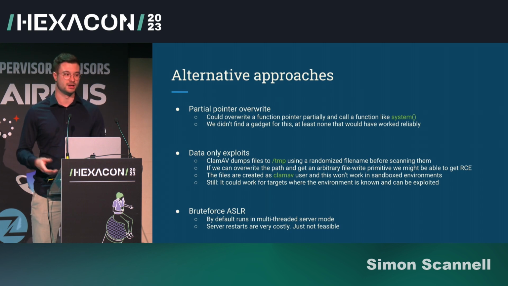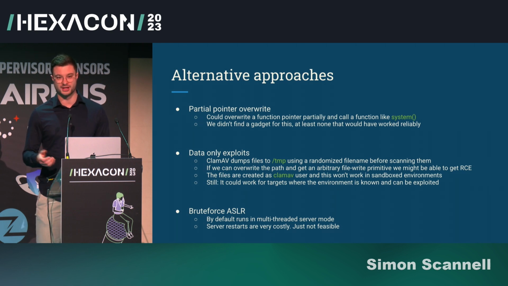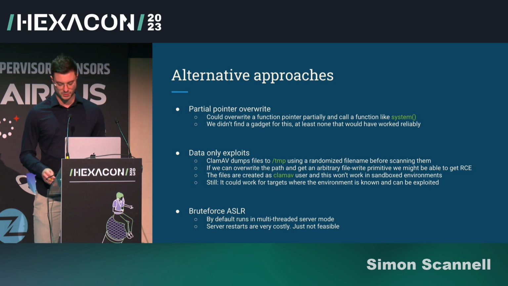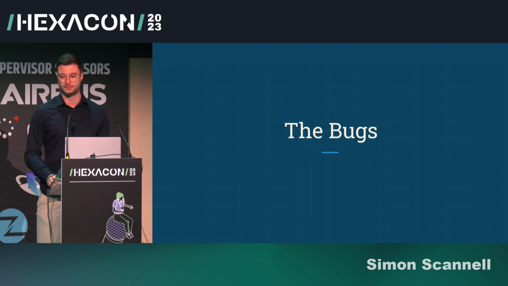The problem is, by default, in the upstream version, the files are going to be created with the ClamAV user. And this just won't work in a sandbox environment. Although it could work for targets where the environment is known and can be exploited. And then last but not least, you could just go the naive route and brute force ASLR. But again, it runs in multi-threaded server mode, and once the server has to restart, it has to download signatures, and it will take minutes to restart, so this is just not feasible.